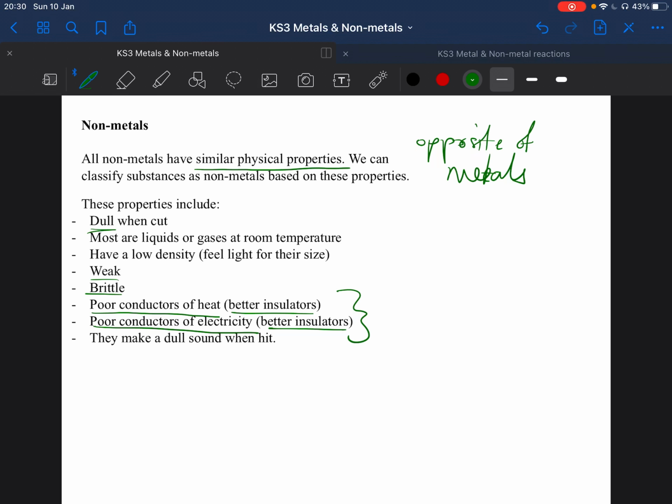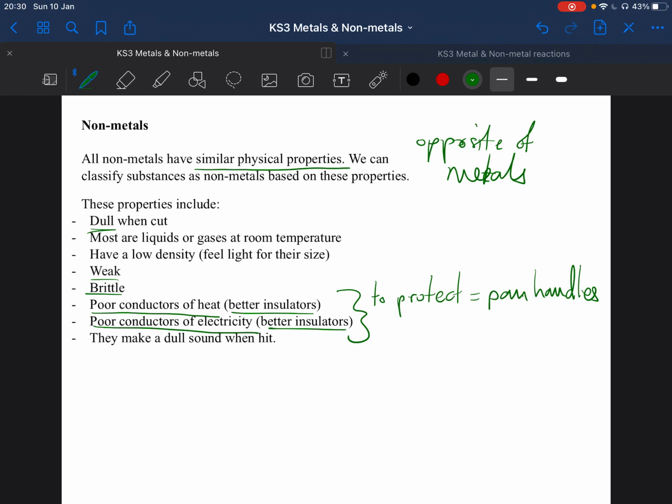So, a lot of our non-metals are used to protect us. So, if you think about pan handles, they are plastic. Plastics are non-metals. They don't conduct heat. So if you put the pan on the hob and you pick it up by the plastic handle, you are not going to get burnt compared to if you picked it up with the metal pan.